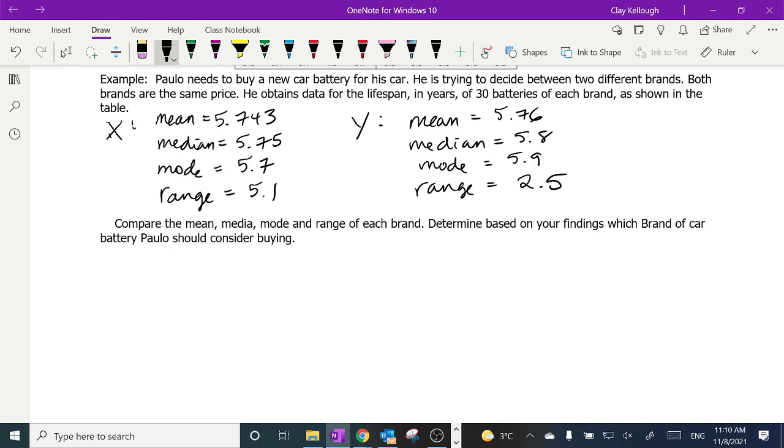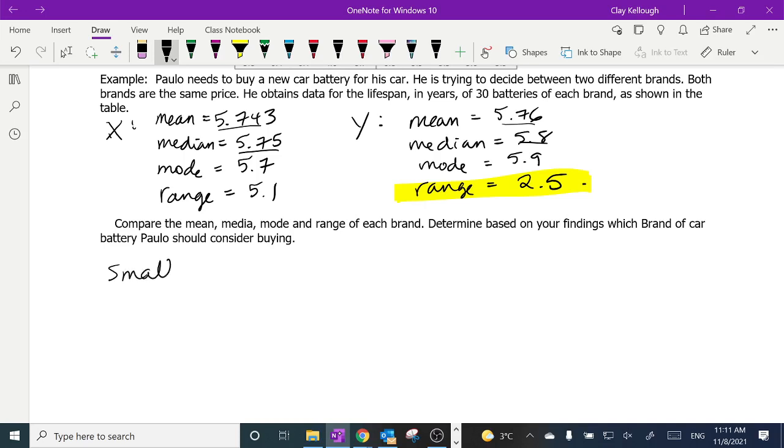And that's the number that I think makes this battery my winner. I know what you're thinking. You're thinking, well, 5.76 is not a whole lot better than 5.74. And 5.8 is the same as this number rounded to one decimal place. Why do you say that this one's better? Well, because it has a smaller range.